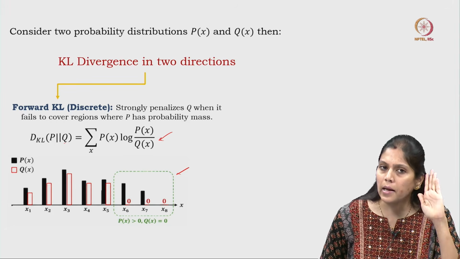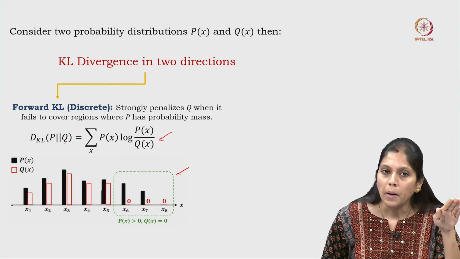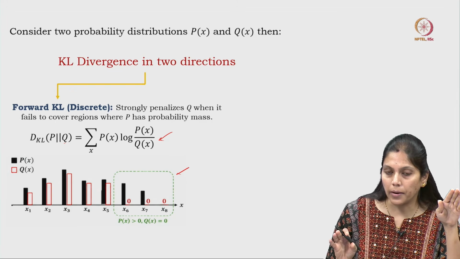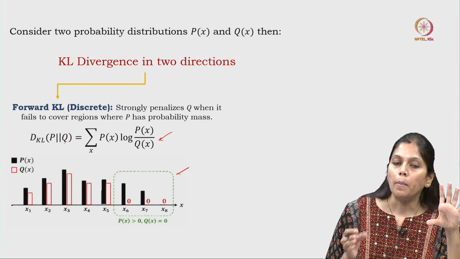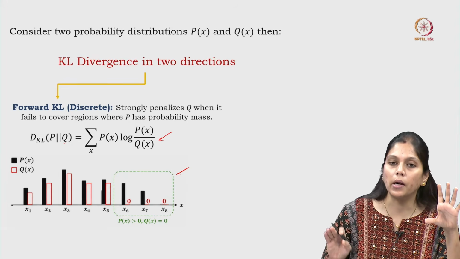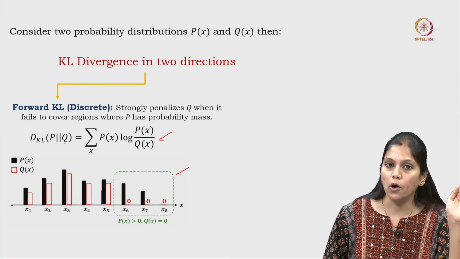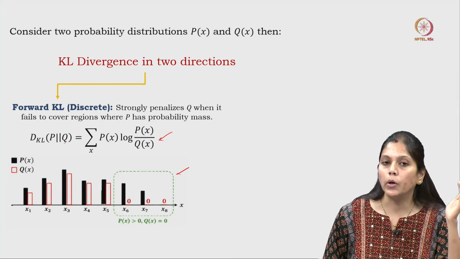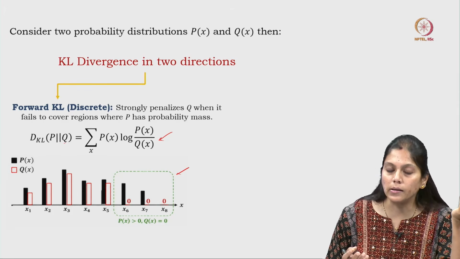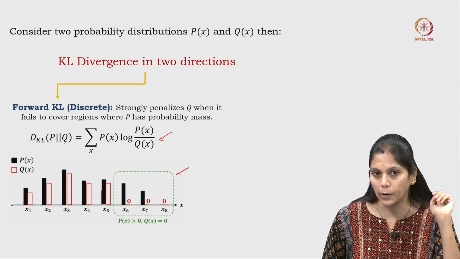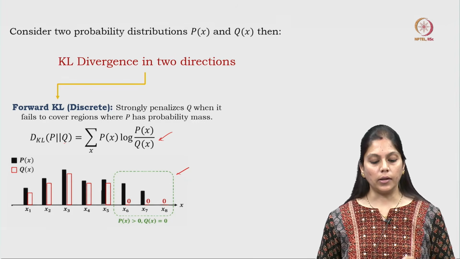There exists some distribution, but Q did not cover that. Q is not there. P has some value, but Q is not being covered. So can we understand that from this diagram? Here P of x is greater than 0 and Q of x value is 0 or closer to 0. In this we have taken exactly 0 here. What is the meaning of this?